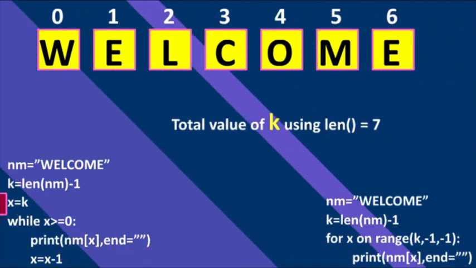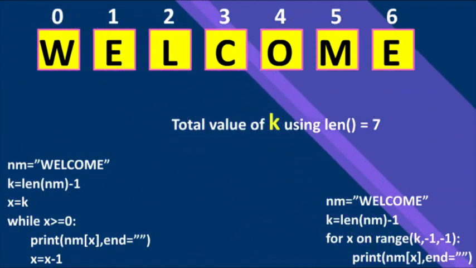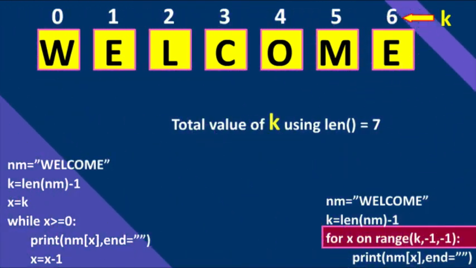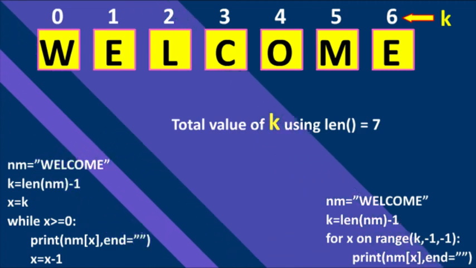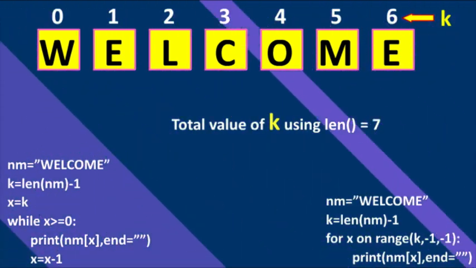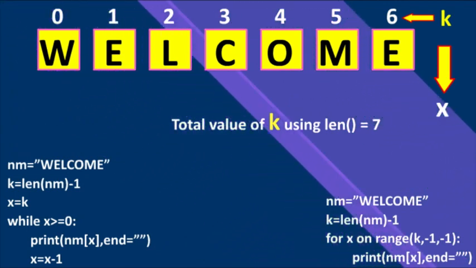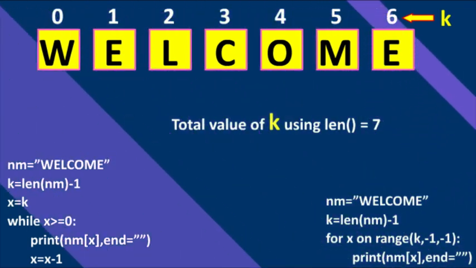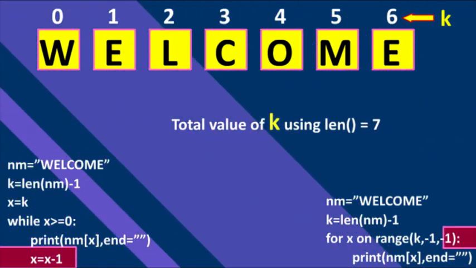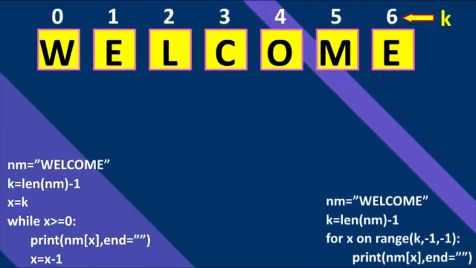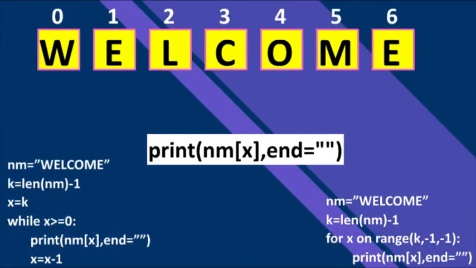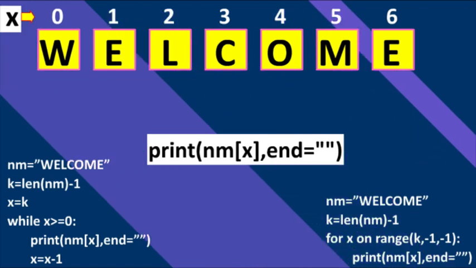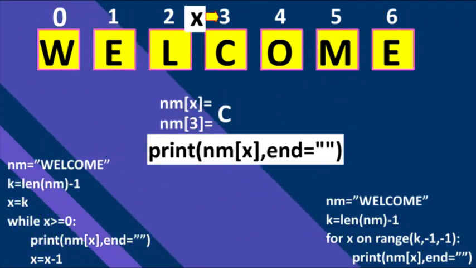So if it starts from 0, it goes to the last value minus 1 automatically. Next is x equals k, which means I store the value of k, and the value of k is 6. And in the for loop, range of k comma minus 1 comma minus 1 means the k value 6 is assigned to the variable x. In both loops, x starts from 6, in the while loop from k, that is 6, down to minus 1, meaning 0, and x equals x minus 1, or the minus 1 of the for loop, means decrementing the value from 6 to 0. Now next is print nm of x. Nm of x reads a single character from a string. X denotes the index value, so nm of x is first 6, then 5, 4, 3, 2, 1, 0.